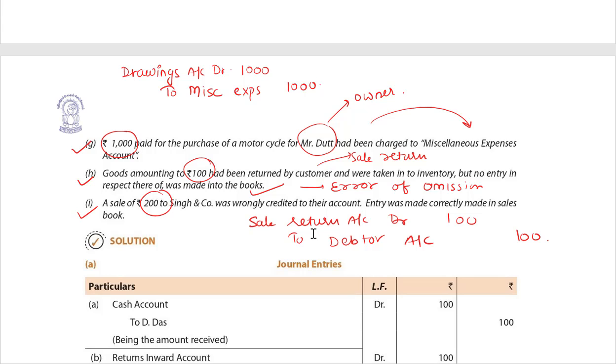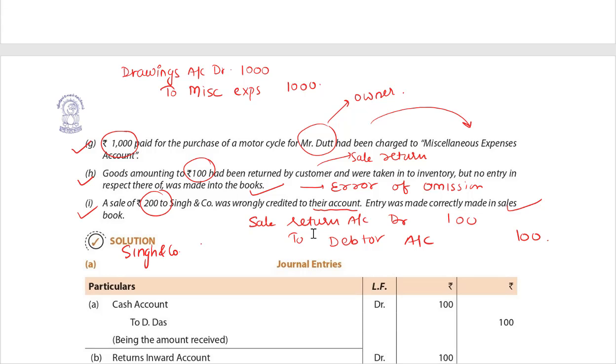A sale of 200 rupees to Singh and Company. This sale to Singh and Company was wrongly credited to their account. Credited to their account means credited to Singh and Company account. So in the credit, by mistake we have credited Singh and Company. Entry was made correctly in the sales book. That means in sales we have credited it, but in Singh and Company also we have credited it. So we need to debit Singh and Company over here.